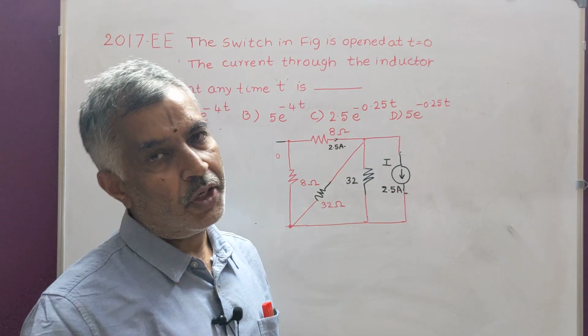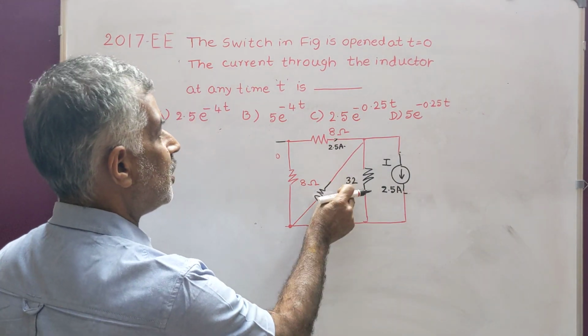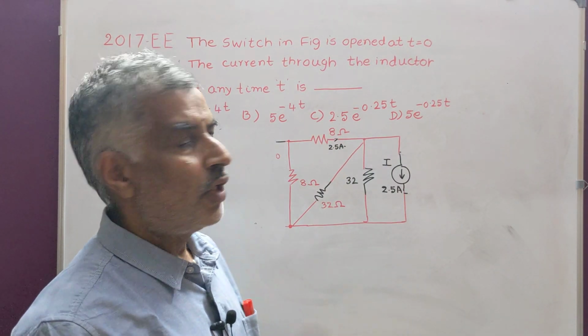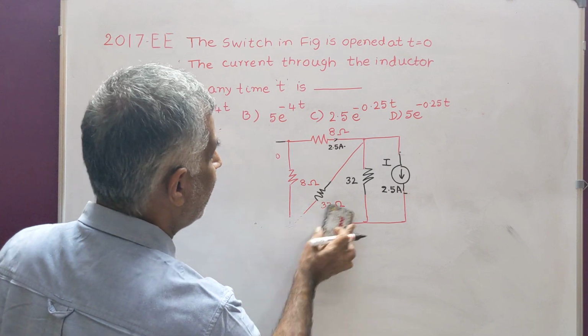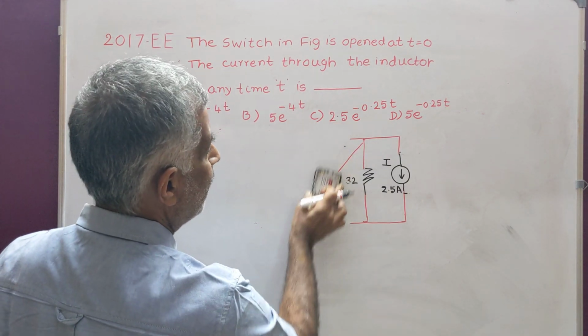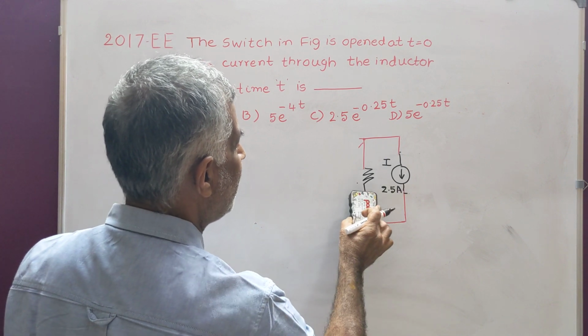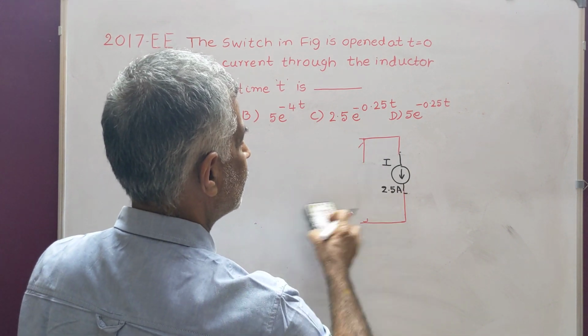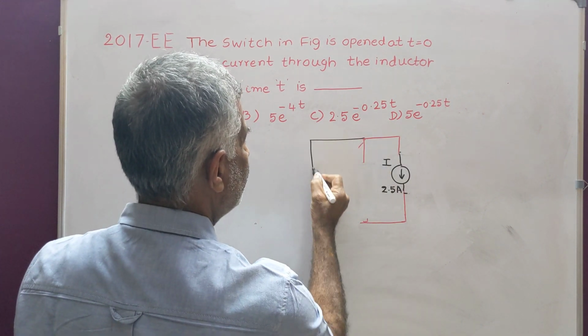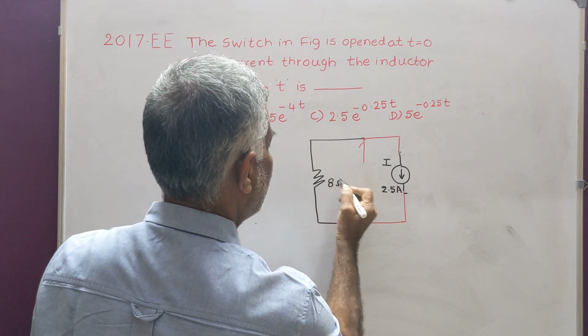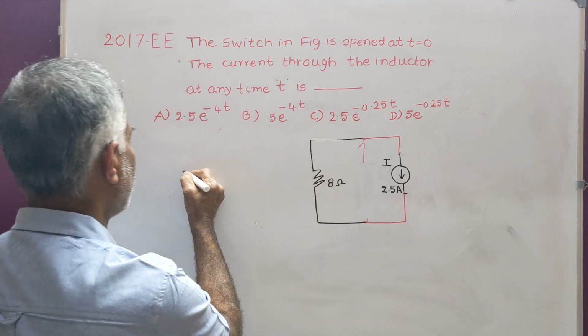32 in parallel with 32 reduces to 16. 16 in parallel with 16 means 8 ohms. So the equivalent resistance in the circuit is 8 ohms. Now you find the current expression.